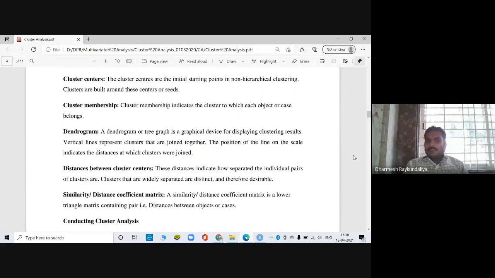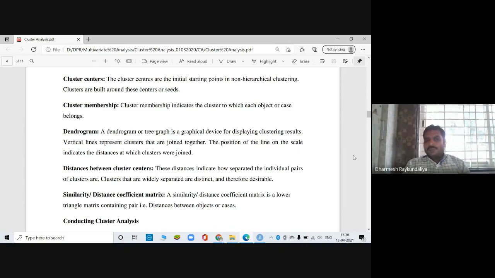Then we calculate the dendrogram. A dendrogram is a kind of tree graph, which is a graphical device for displaying clustering results. Vertical lines represent the clusters that are joined together, and the position of the line on the scale indicates the distance at which the clusters were joined. So we will see the dendrogram. I will show you what the vertical line is and why these are said to be distances. The dendrogram is mainly useful to identify the number of clusters. As we know, the number of clusters is always less than or equal to n upon p plus 1, where p is the number of variables and n is the number of observations.